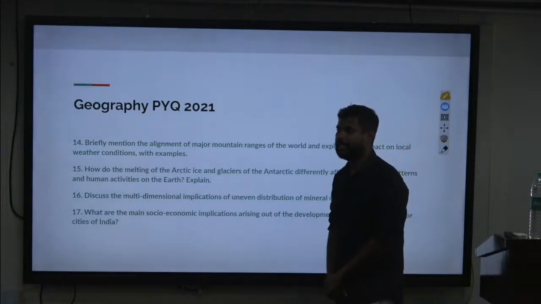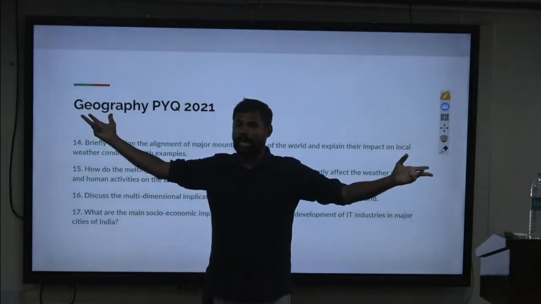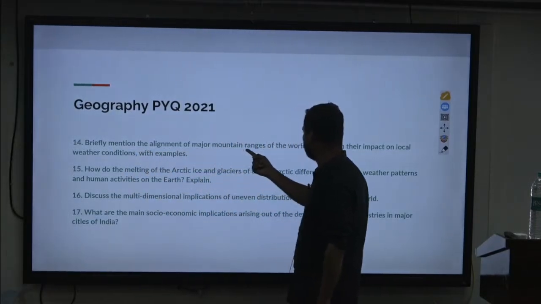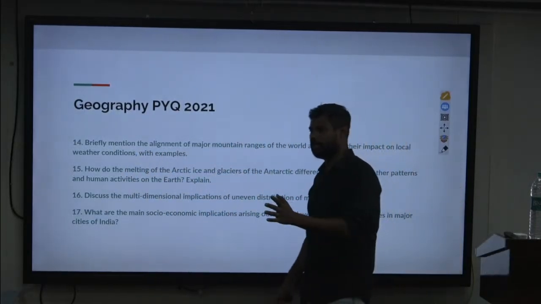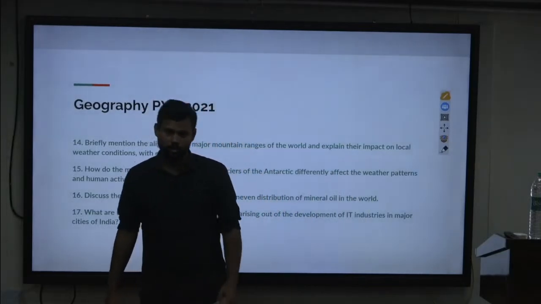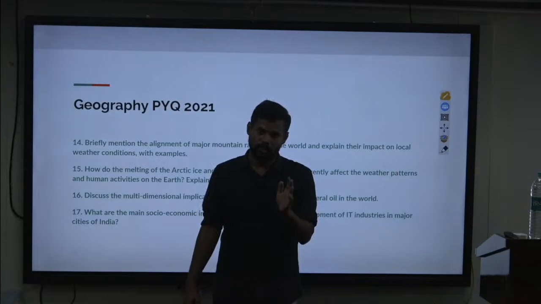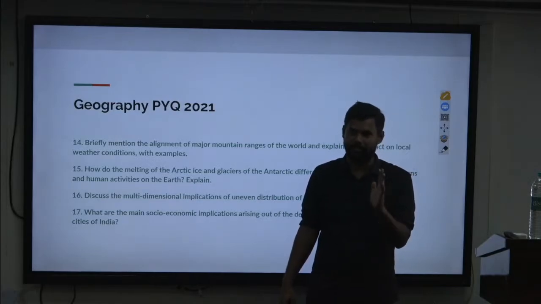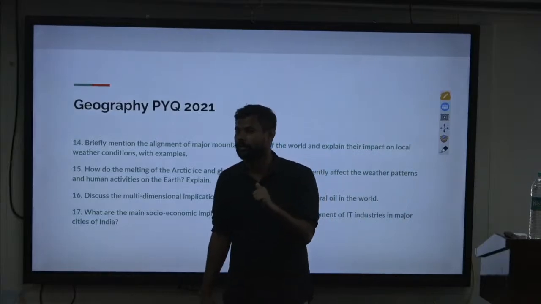Now see, they are making the question very broad and very infinite. Yes or no? When they say briefly mention the alignment of major mountain ranges of the world, on one side you have Rockies, Andes, Alps, Himalayas. You also have Atlas Mountains, you also have Urals, you also have Ethiopian ranges, you also have Brazilian ranges, you also have Aravallis. Are you seeing this? You also have Scandinavian mountains. You have a plethora of mountains to write. So what are you going to write?